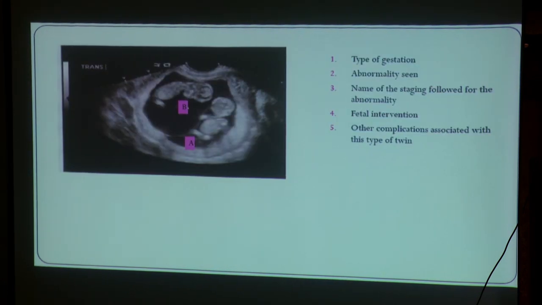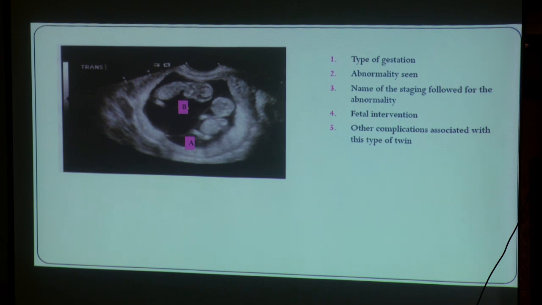This is case 2. Here we have a twin pregnancy. So what is this type of twin? This is a single placenta and thin intraamniotic membrane. It is monochorionic diamniotic, MCDA type of twin. And what is the abnormality seen here? Twin A has less liquor, oligohydramnios, and B has comparatively increased liquor. The oligohydramnios, polyhydramnios combination with MCDA type of twin is twin-to-twin transfusion syndrome.